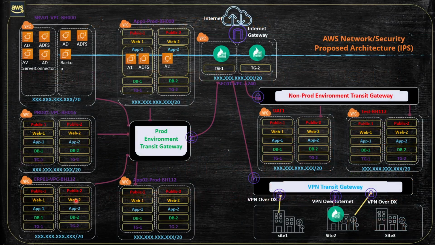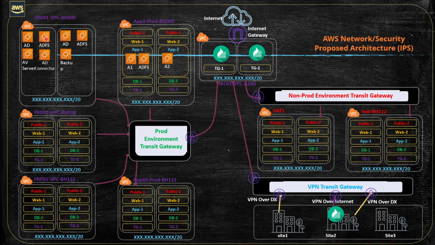I'll move to the next slide, which is the network related components. Think of it like this: on the left side we have the production accounts, on the right side we have a non-prod account, and below we have an on-prem account, right? All these boxes which I've kept are nothing but VPCs in each and every account, and they hold the workload.